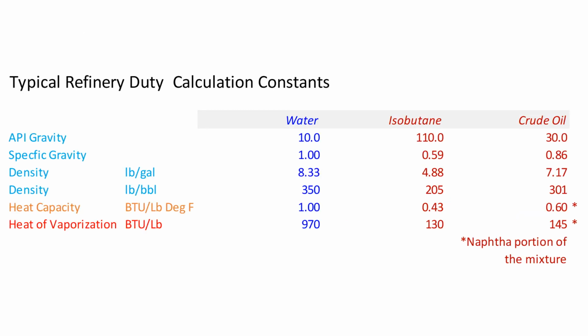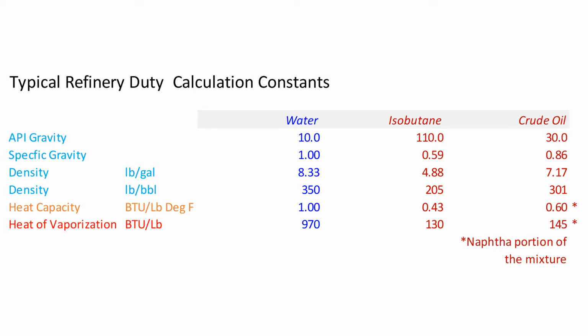Here are some very generalized constants that are used in the calculations, the equations that we just talked about. And what I want to highlight here is the difference between water and hydrocarbon. So, for instance, water has a specific gravity of 1 by definition. Water has a heat capacity of 1 by definition, and water has a heat of vaporization, which we're going to get into in depth in a little bit, of almost 1,000 BTUs per pound. So water is very dense thermally, as a way to think of it.